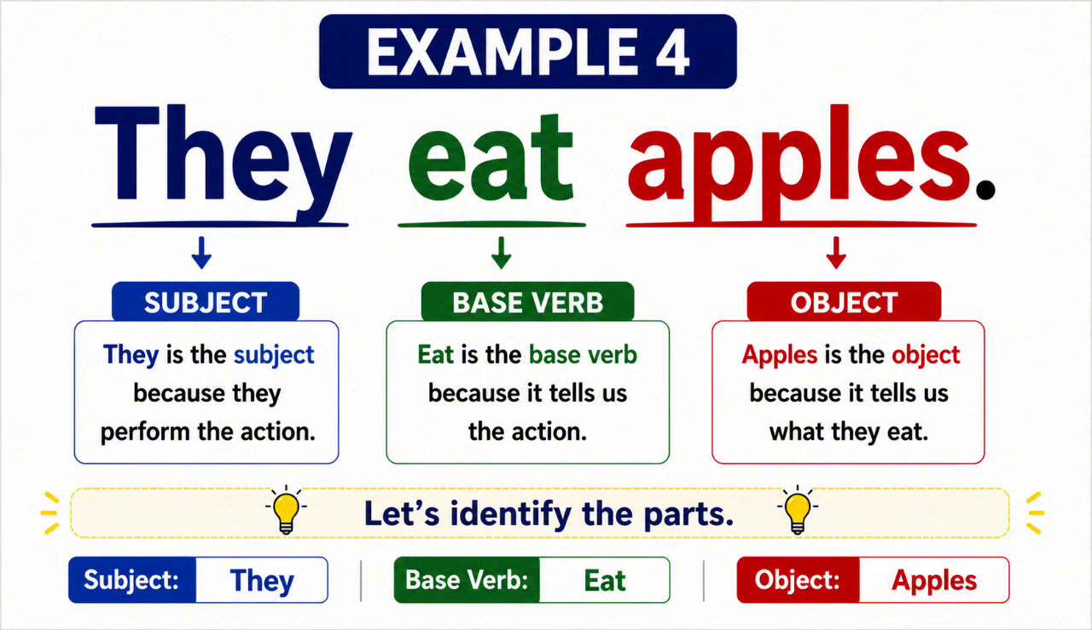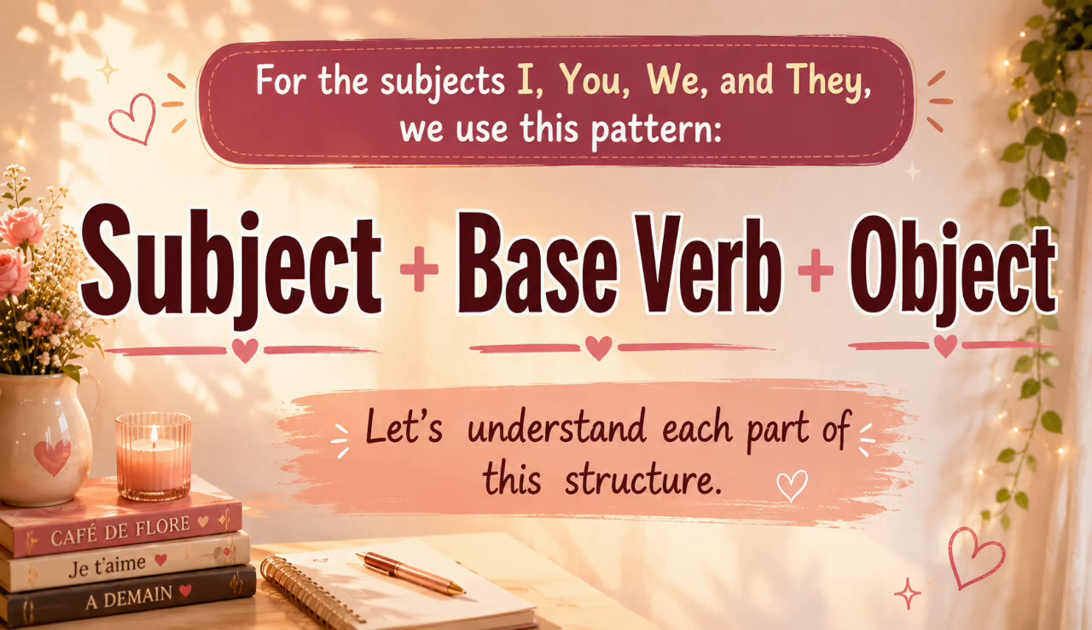So, whenever you make a sentence with I, you, we, or they, remember this simple pattern. Subject plus base verb plus object. For example, I read books, you drive a car, we study English, they play cricket. This is the basic structure of the present simple tense. Once you understand this pattern, making English sentences becomes much easier for you.